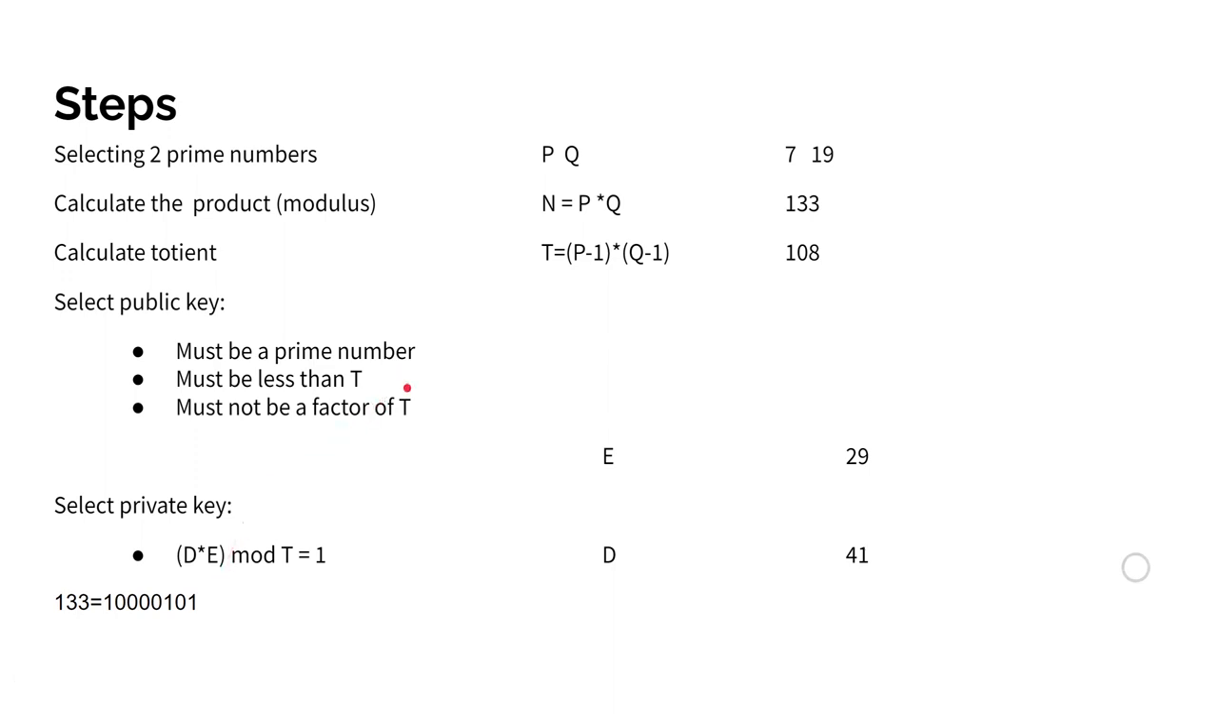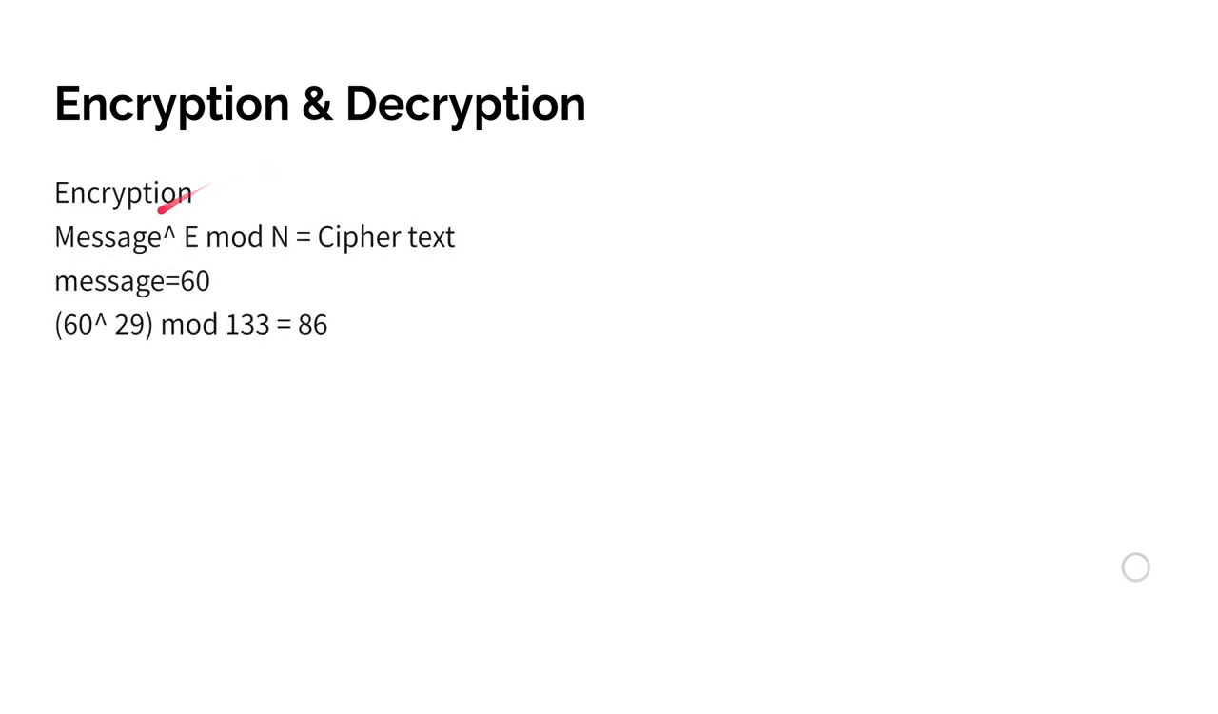And now let's see how it works. Let's go to encryption and decryption, how RSA uses these numbers to encrypt and decrypt. For the encryption, message raised to E, mod N, equals the ciphertext. Ciphertext is the encrypted text. It's not the plain text, it is the encrypted text.